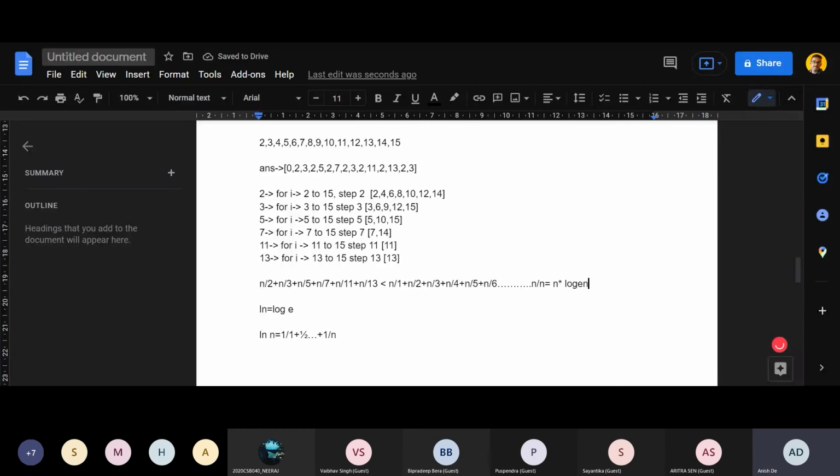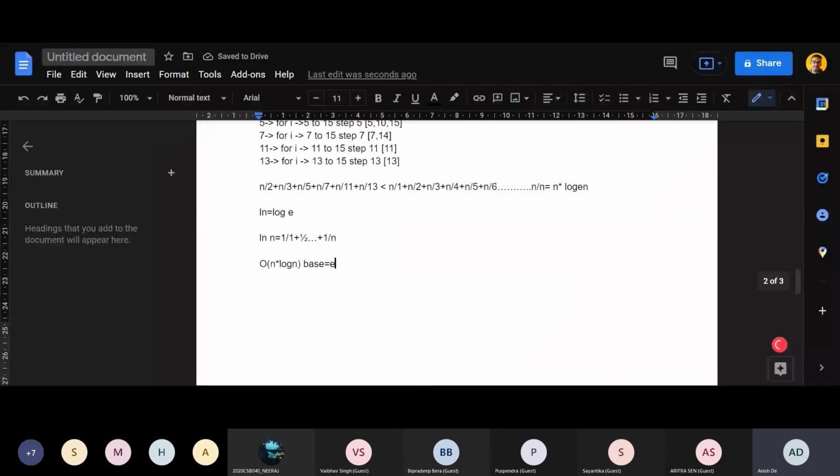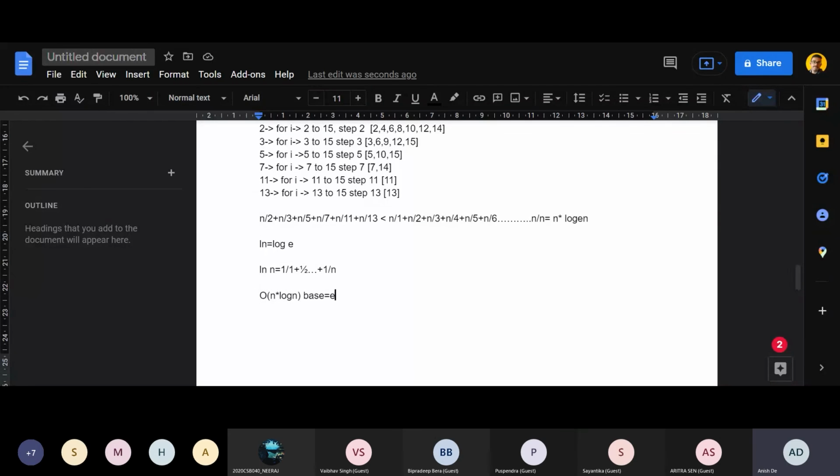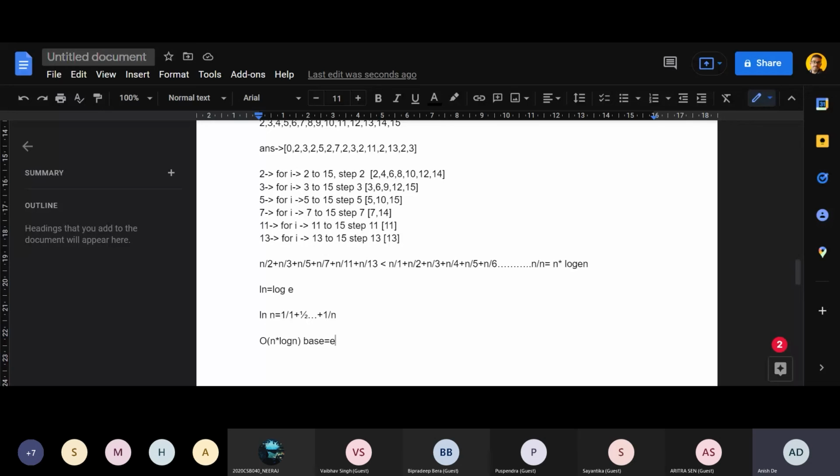So the time complexity of this whole algorithm is O of n log n, and the base is e, not 2. This is a common question in interviews. The interviewer can ask what is the time complexity of Sieve, and when you say it's n log n, he can ask what is the base, and if you say it's 2, you will get a negative point. So remember the base is e. Is the algorithm clear?